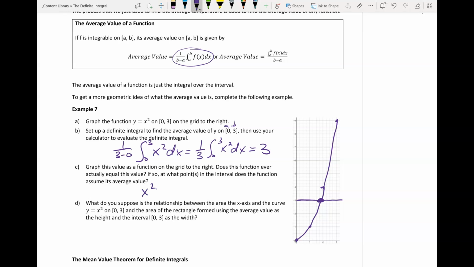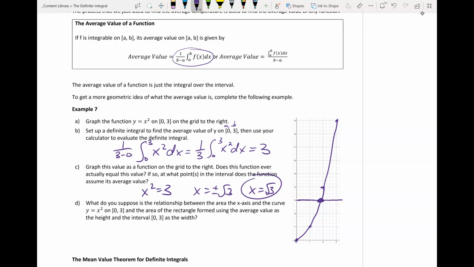So when is x squared equal to 3? Well, we can square root both sides, so that's plus and minus root 3, but because we're going from 0 to 3, it has to be the positive value. So it's just going to be x equals root 3. That is when x squared is equal to 3.